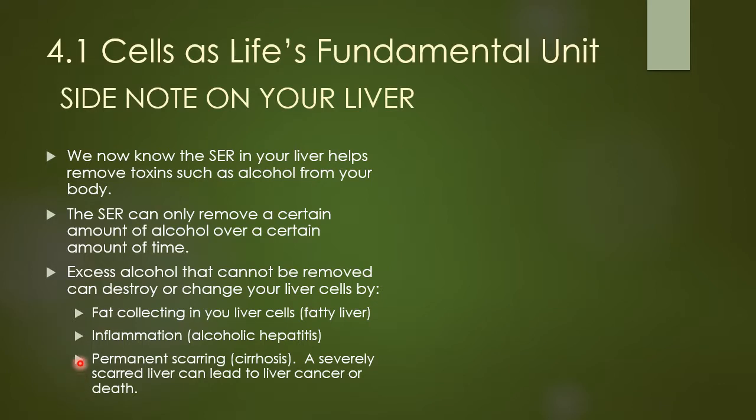When you get too much inflammation in your liver due to excess alcohol that can't be removed by the smooth endoplasmic reticulum, you can get inflammation. This is called alcoholic hepatitis. And you can also get permanent scarring of your liver called cirrhosis. And a severely scarred liver can lead to liver cancer or death.